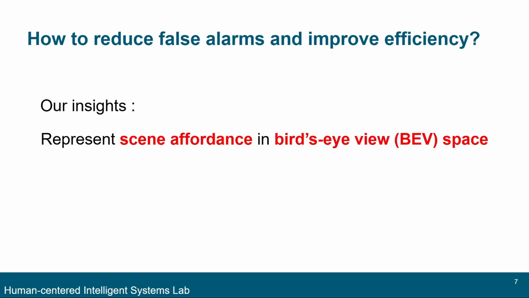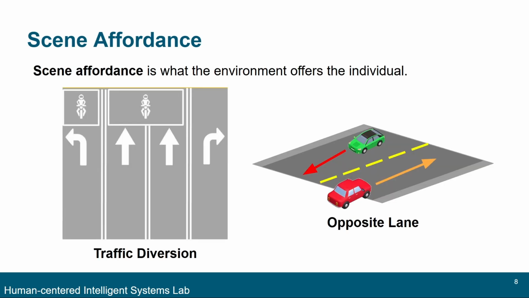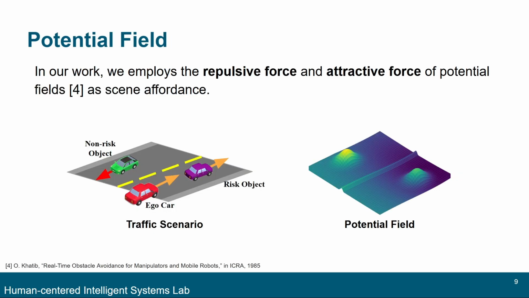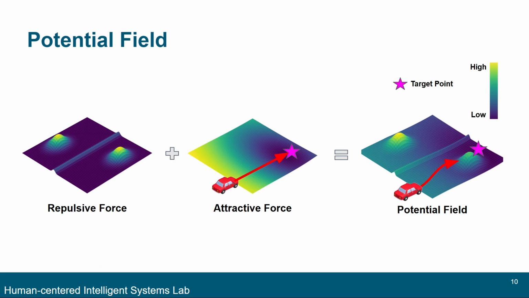Our insights lead us to this solution, representing scene affordance in a bird's-eye view space. What is scene affordance? In the context of traffic scenarios, scene affordance can be understood as environmental features that assist drivers in making decisions. In everyday life, typical examples include traffic diversion and opposite lane. In our research, we introduce the repulsive and attractive forces in a potential field as representations of scene affordance. Repulsive forces inform an agent to avoid obstacles, and attractive forces guide an agent toward a goal location.